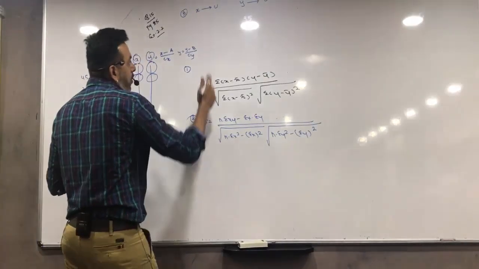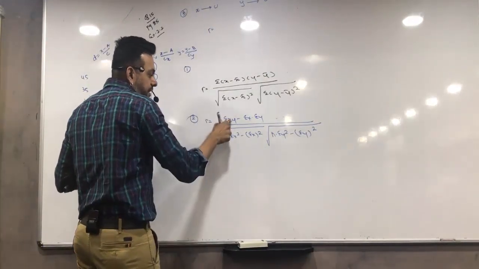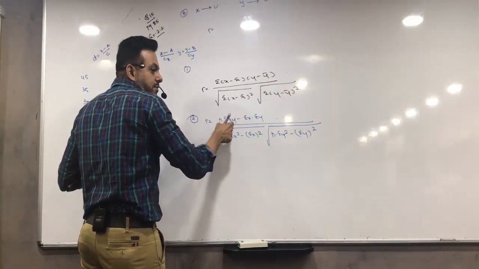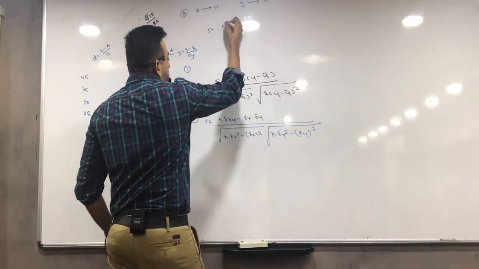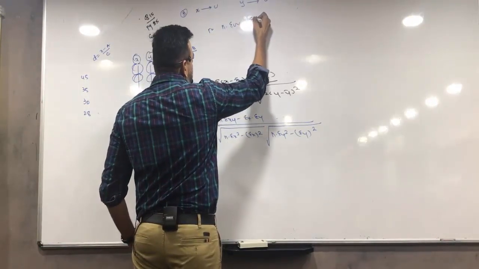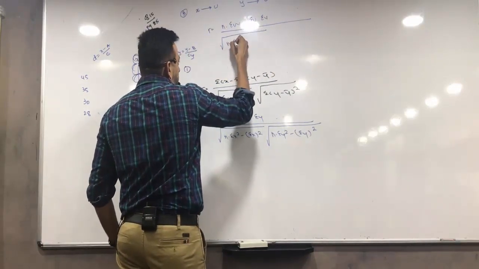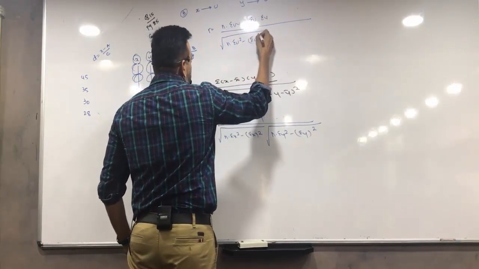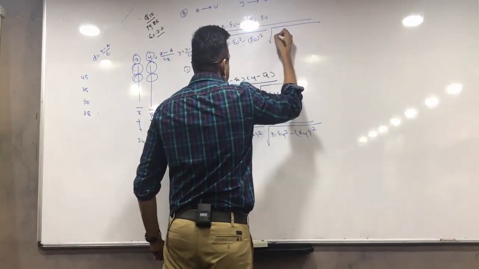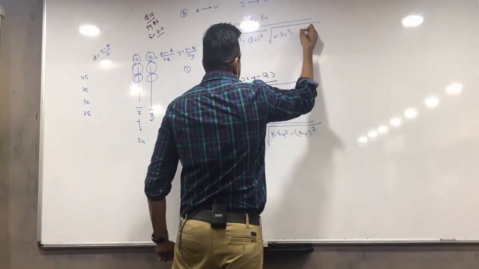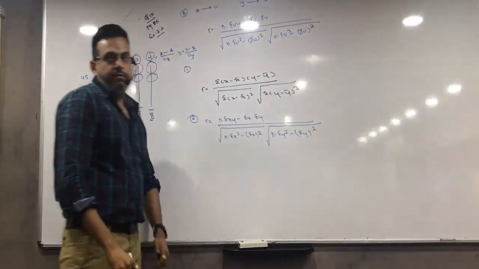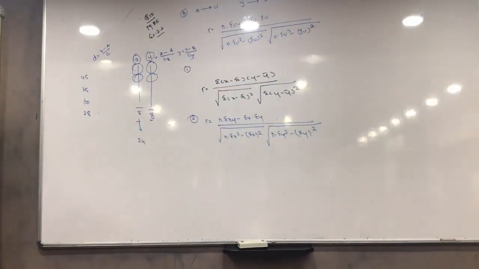And then the formula is very simple. x will become u and y will become v. So r is equal to n sigma uv minus sigma u into sigma v upon under root n sigma u square minus sigma u the whole square, under root n sigma v square minus sigma v the whole square. All of you got these three formulas?